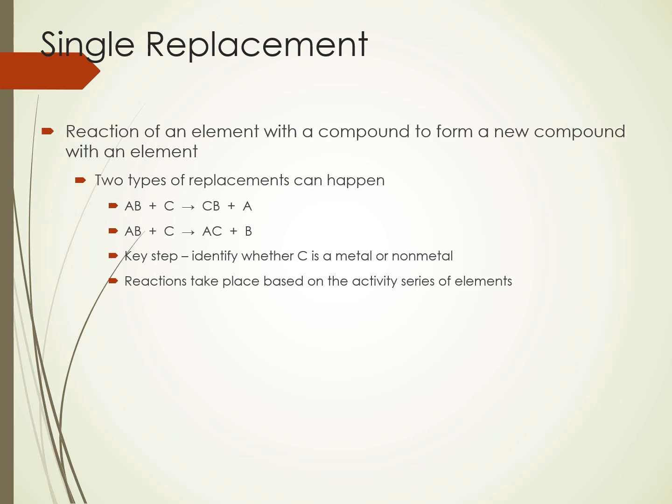The identifying factor for which reaction you are using is whether or not C is a metal or a nonmetal. Please remember for your ionic compounds that we have the metal located first, so that would be my element A, and then the nonmetal is the second element in the compound, so that would be my B.